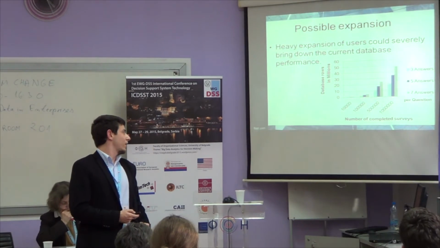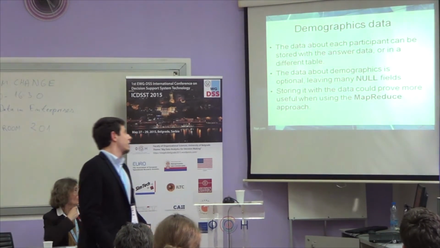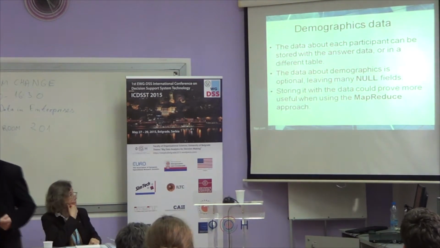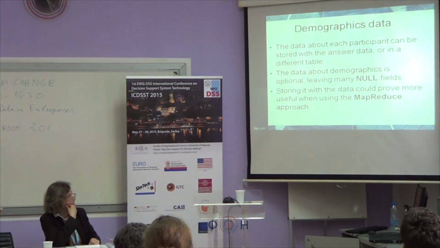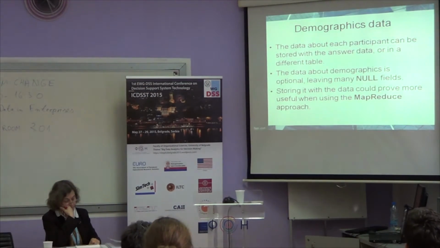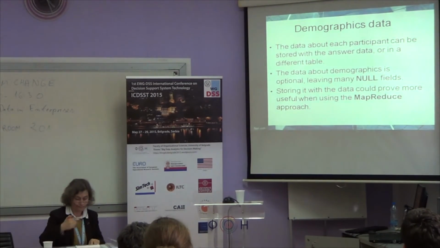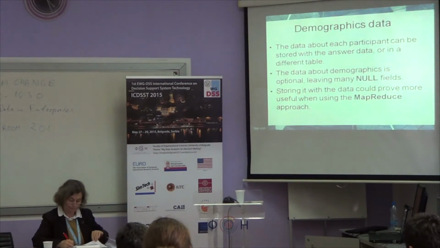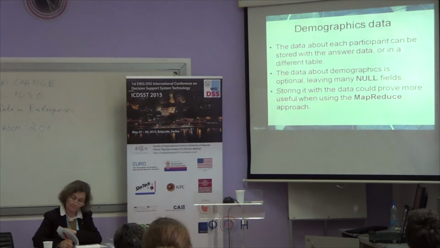What is really capable of pushing us into big data is demographics data. Every user who fills out a survey is free to give us some data about themselves. How old are they? How much do they like cake? What's their shoe size? They're free to give us this data, but they do not have to. So this provides us with a lot of optional data, which relational databases struggle with. So in this situation, we would benefit much more from using a MapReduce approach.